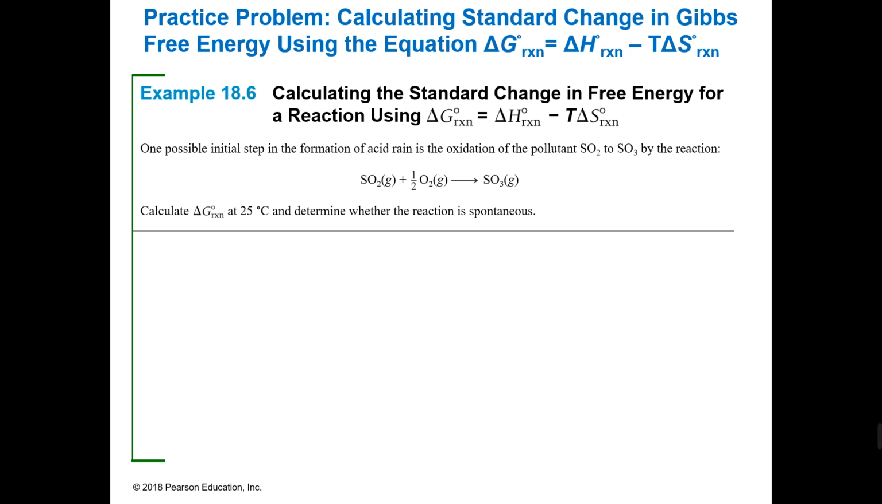Now, if we look at this and we calculate the standard change in Gibbs free energy, one possible initial step in the formation of acid rain is the oxidation of the pollutant SO2 to SO3 by the reaction. Here's the reaction for you. Calculate delta G at 25 degrees Celsius. You see 25 degrees Celsius, and you need to be thinking standard state conditions.